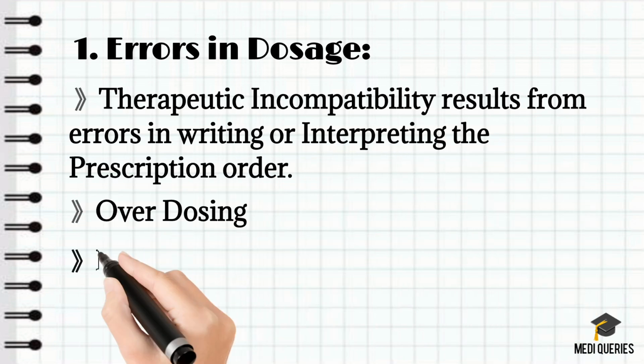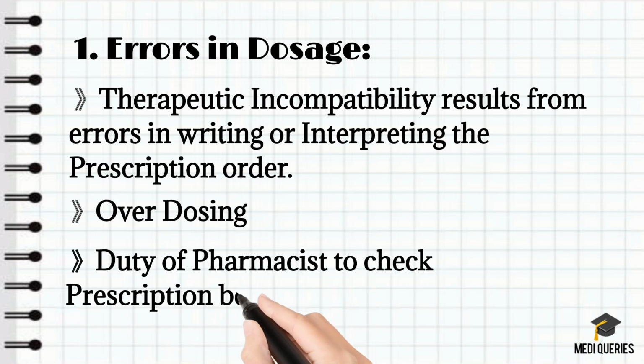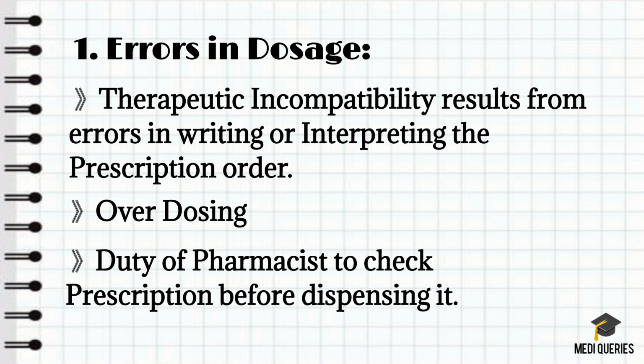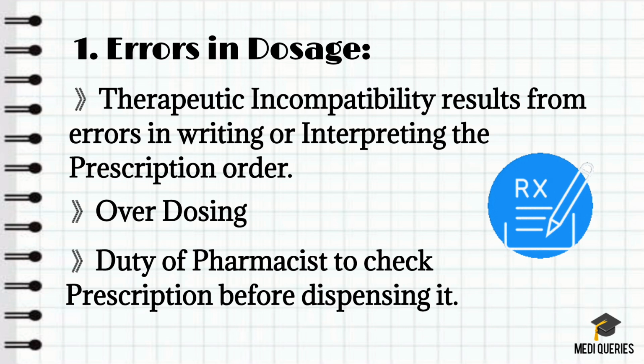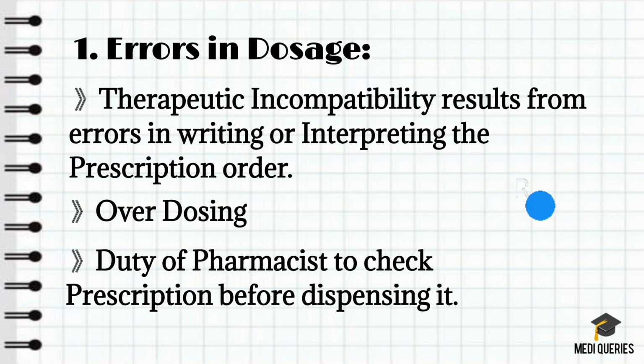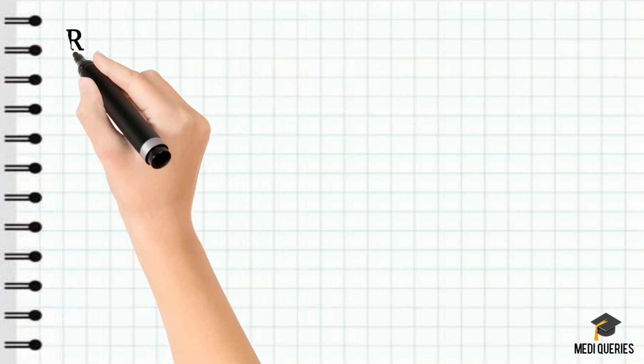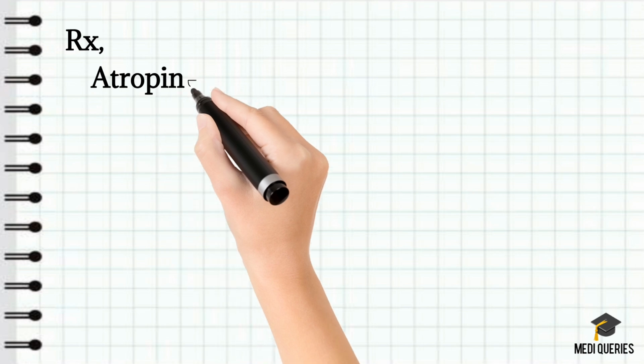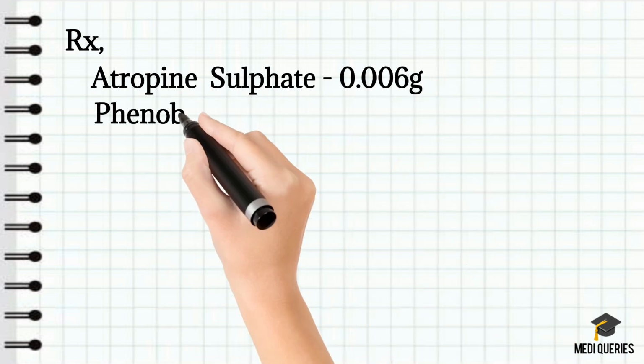Here, many therapeutic incompatibilities result from errors in writing or interpreting the prescription order. The most serious type of dosage error in dispensing is overdose of the medication. It becomes the duty of the pharmacist to check the prescription before dispensing it. The pharmacist is often in a position to detect such errors and help to avoid such problems. So we will see various examples, starting with one prescription here.